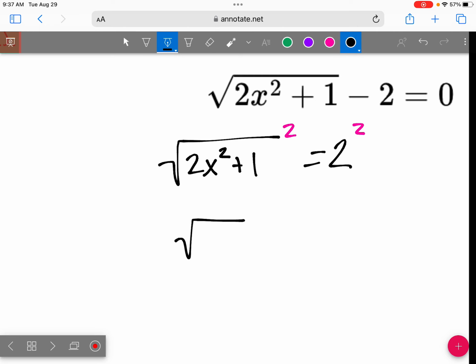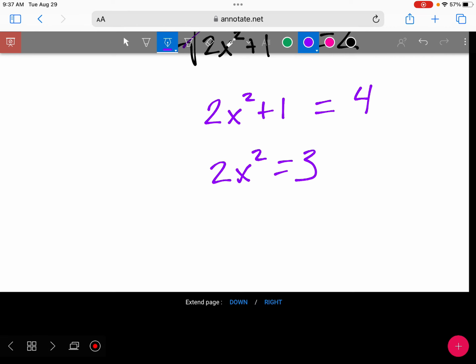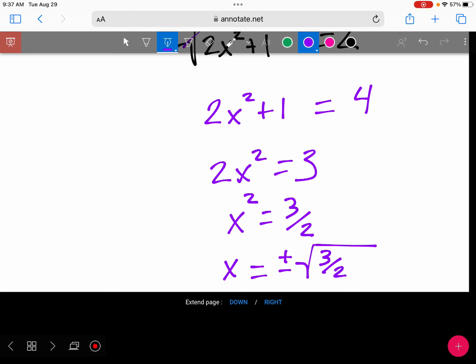So we have the square, oh nope, the square root cancels out. So we have 2x squared plus 1 equals 4. Then what? Subtract 1 and we have 2x squared equals 3. Then what? Divide by 2. We have x squared equals 3/2. So what's our solution? X equals plus or minus the square root of 3/2.